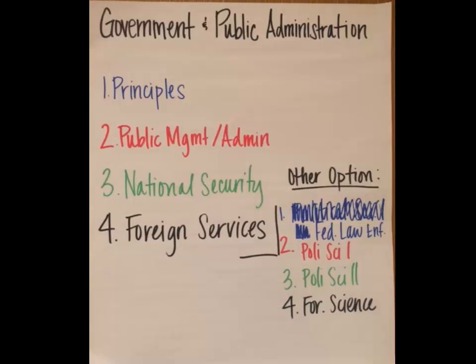So you might notice that there are a few duplicates, and that's just to give you another idea, another perspective from another district. So for government and public administration and the public service endorsement, we chose principles and then public management administration, national security, and foreign services. A different option would be coupling some classes from the law enforcement cluster, using federal law enforcement, poli-sci 1 and 2, and then using forensic science also.